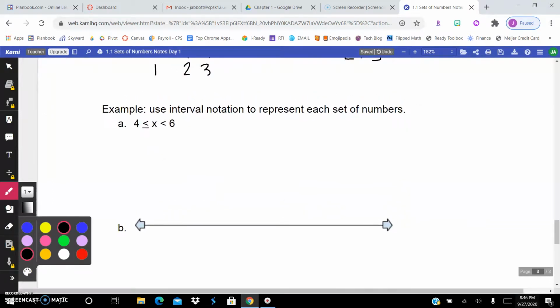For our last two, we're going to use interval notation to represent each set of numbers. So this one is going between 4 and 6. I noticed that the first one is underlined, so it has to be a bracket to include it, but the second inequality is not. So we're not including 6, so we use a parenthesis.